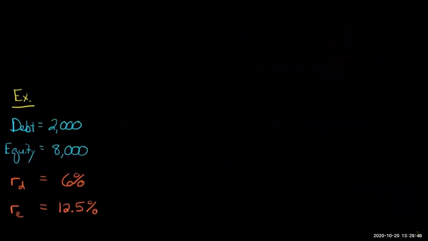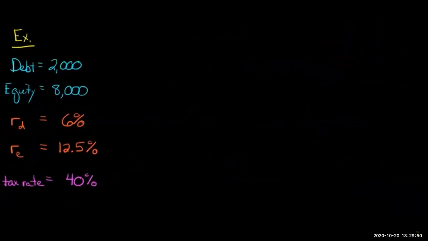So we've got an example here where you start a firm by borrowing $2,000 from the bank, and the bank is going to charge you 6% interest. Then you put up some of your own money, some equity of $8,000. Calculating the cost of equity is a whole other video. You can use things like the capital asset pricing model, but right now let's just say that it's 12.5%, without getting into how we calculate that.